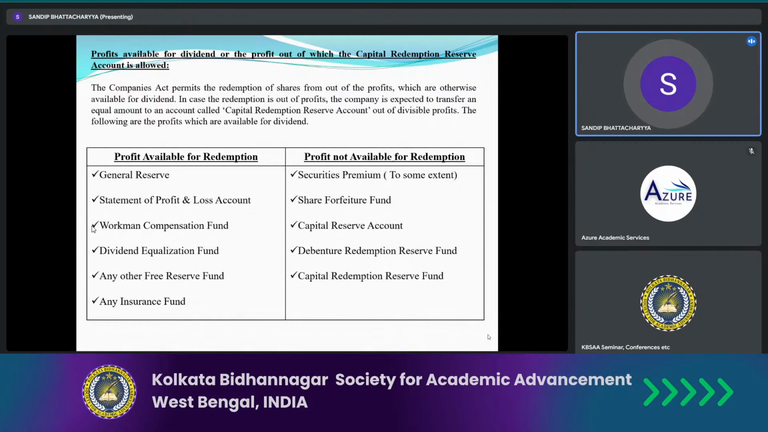Now, how this amount transfer will be possible, we will see when we do our sum on redemption of preference shares, in a later slide. So these are the profits available. You must transfer the entire value to the capital redemption reserve fund out of your total profits. So next, I am moving on.